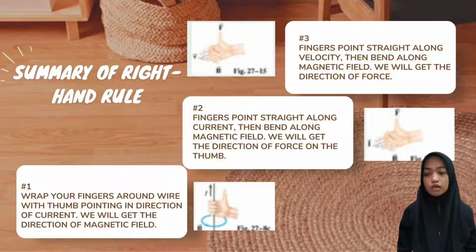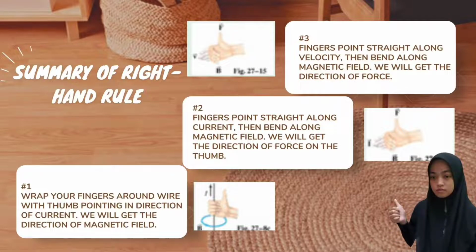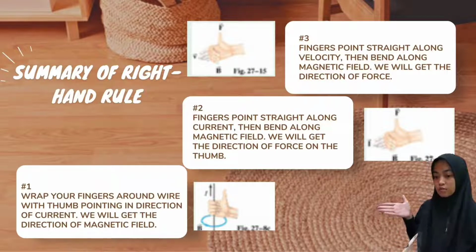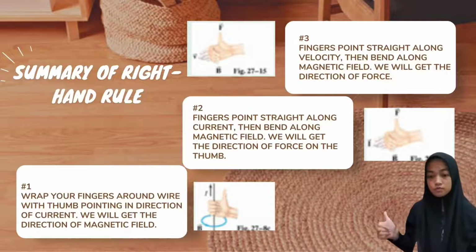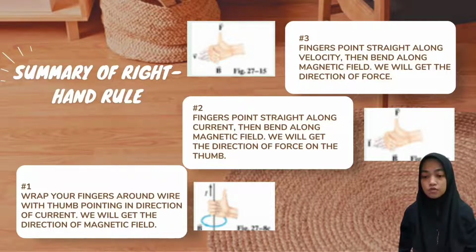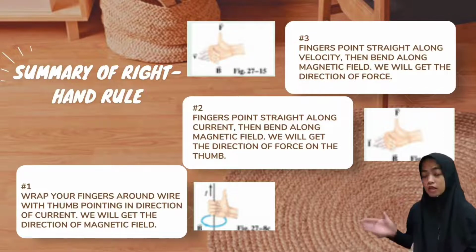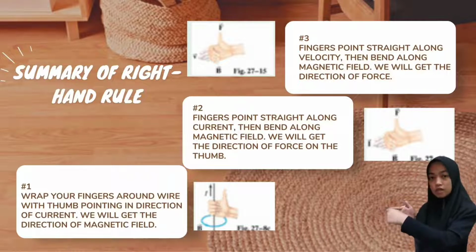When we have the current and magnetic field, we can use this one. Fingers point straight along the current, then bend along the magnetic field. Then we will get the direction of force on the thumb. Here is the direction of force. Third, if we have velocity and magnetic field, we can use the same way as the second, by replacing the current with velocity.